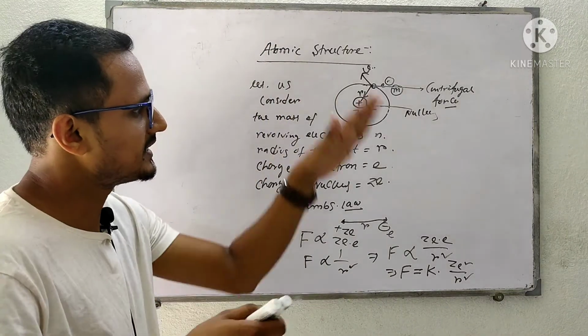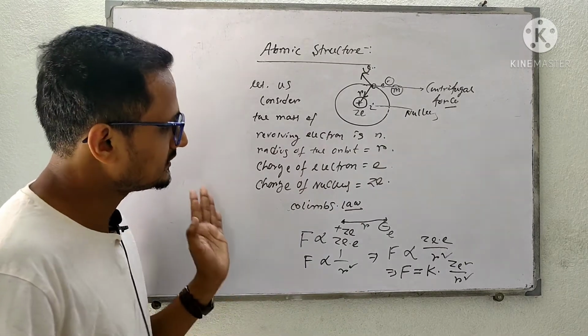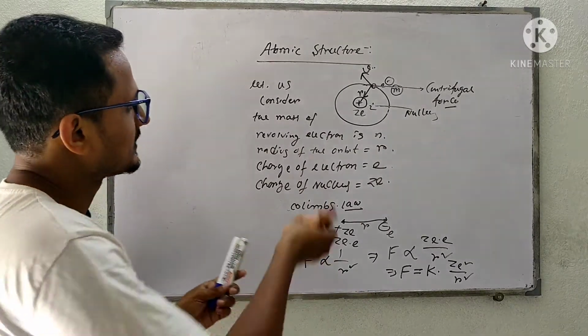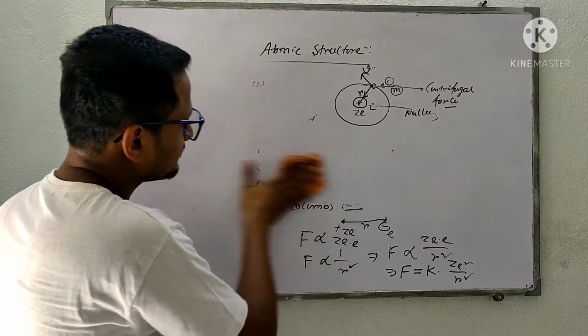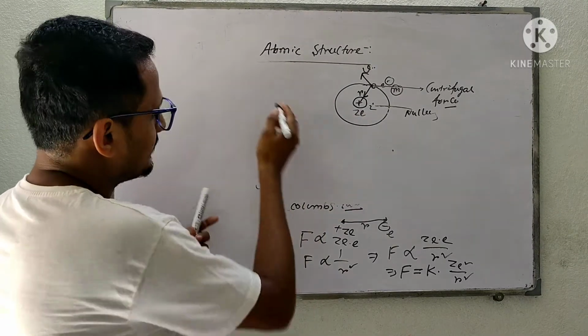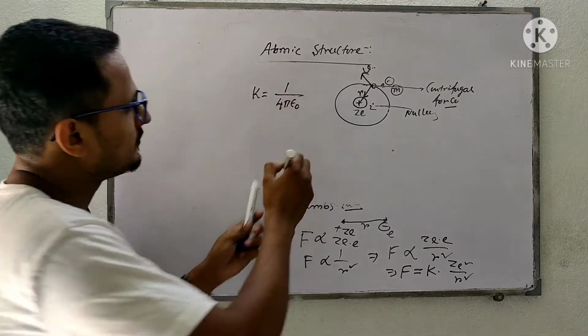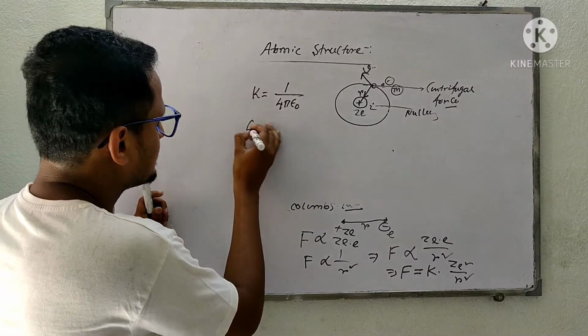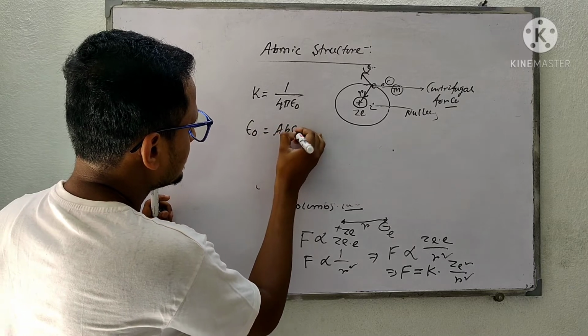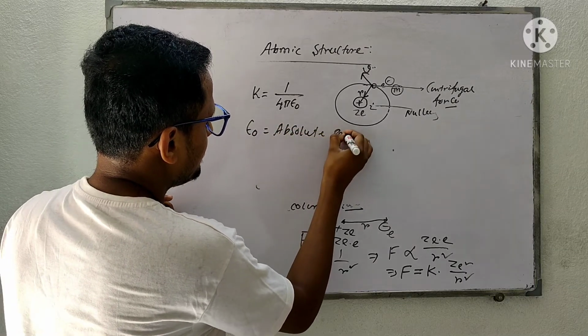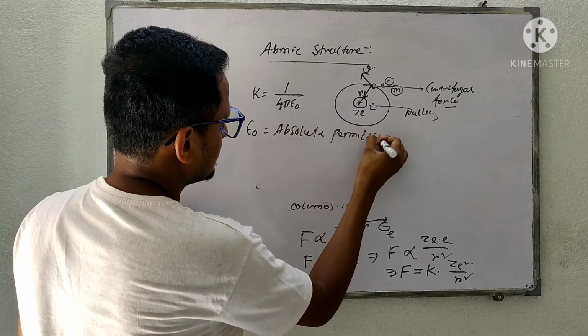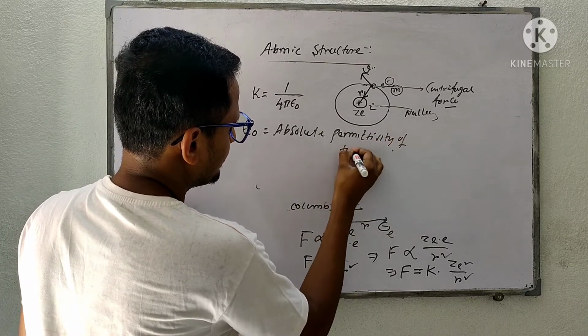This one you have copied, I think. I am erasing this one because I have to write. So the value of K depends on the medium, that is 1 by 4 pi epsilon 0, and epsilon 0 is the absolute permittivity of the medium.